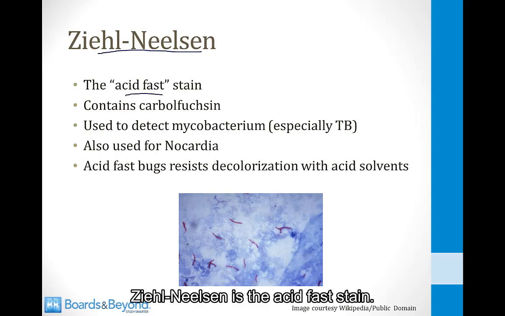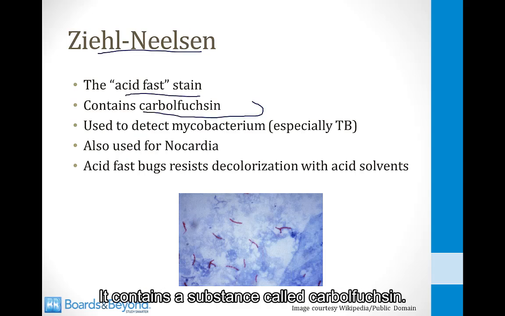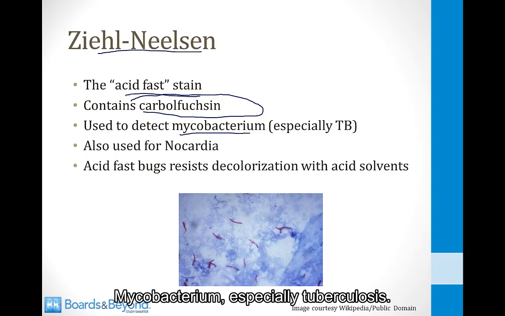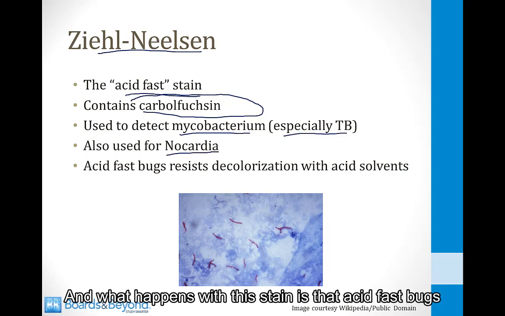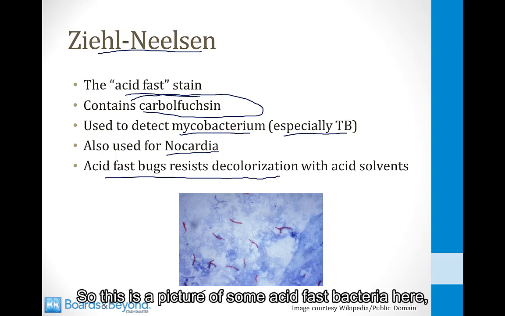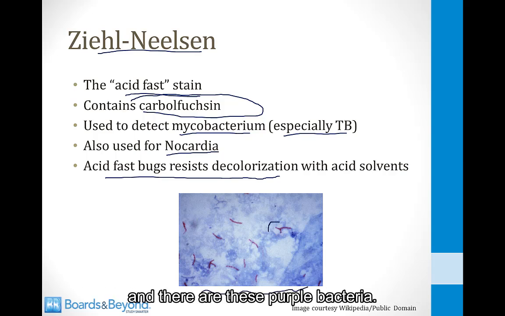Ziehl-Neelsen is the acid-fast stain. It contains a substance called carbolfuchsin, and this substance is used to help you visualize Mycobacterium, especially tuberculosis. It also is used for nocardia, and what happens with this stain is that acid-fast bugs resist decolorization with acid solvents. So this is a picture of some acid-fast bacteria here, and they are these purple bacteria.